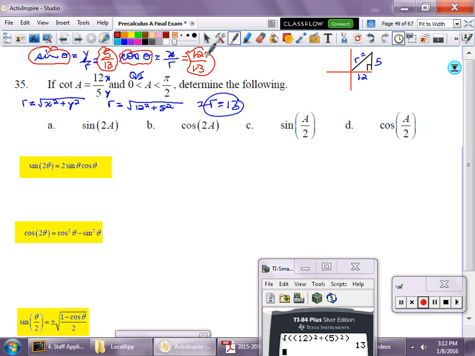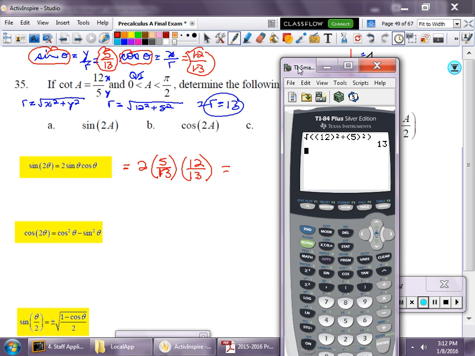All right, the first one is asking you to double that angle. We use the double angle formula for sine, and it will look like this. 2 times the sine of that angle, which we have up here in parentheses. We're just going to substitute 5 over 13. And then it's going to be cosine of the same angle, which is 12 over 13. Now, keep in mind, there are no variables here. We're asked to evaluate this, and we're just going to put this in our good old handy calculator.